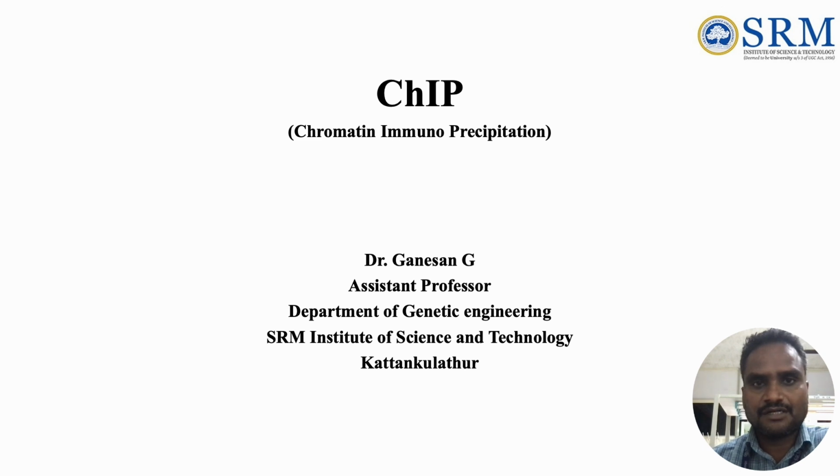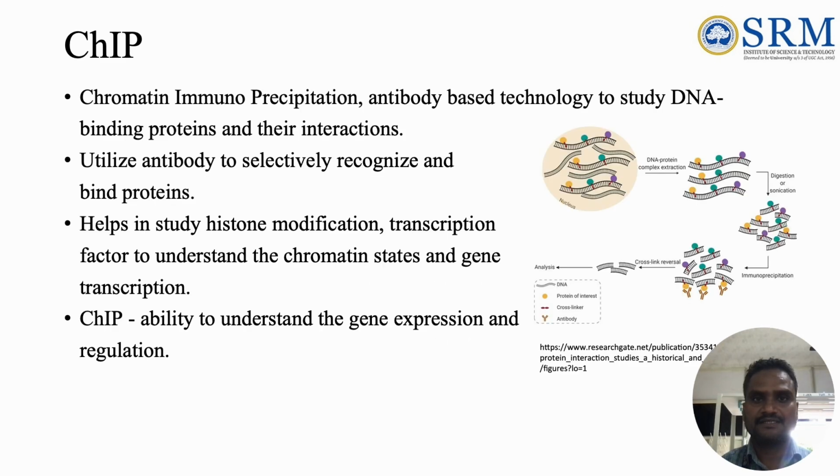In this video, I'll be giving you a brief introduction about chromatin immunoprecipitation technique, in short ChIP. ChIP is a technique designed to analyze interaction between proteins and DNA. It allows researchers to identify which proteins are bound to specific DNA regions and helps in understanding gene regulation. ChIP is widely used in research to study histone modification, transcription factors, and gene regulation.